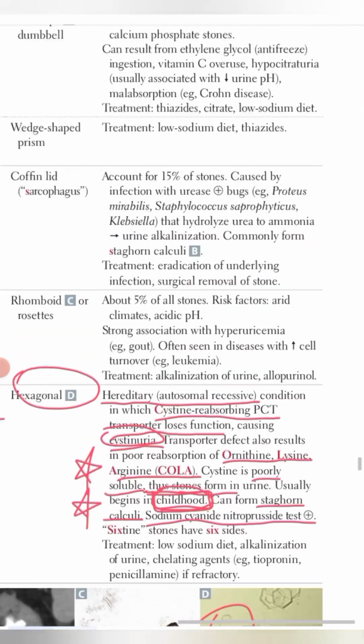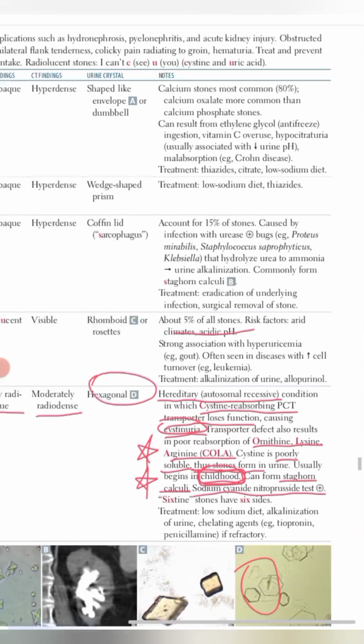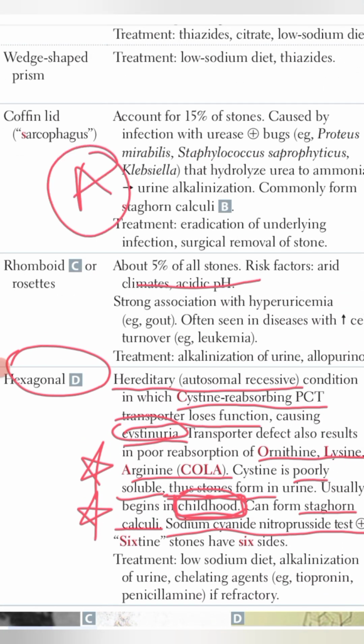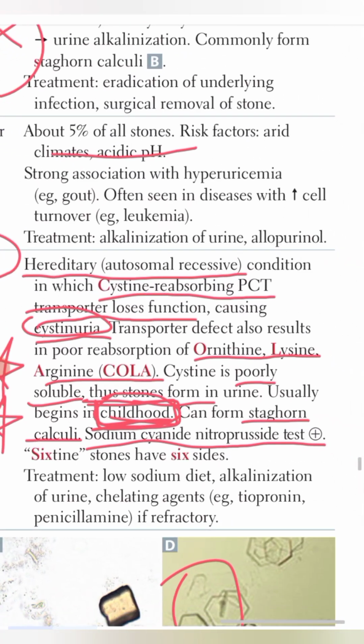The difference between the staghorn stones of the struvite and the cysteine stones is that the struvite stones occur in the adults while these occur in the children. Treatment includes low sodium diet, alkalization of the urine, and using chelating agents like tiopronin and penicillamine. What happens is that these chelating agents bind cysteine and other amino acids, and they remove them from the urine, don't allow the formation of the crystals.